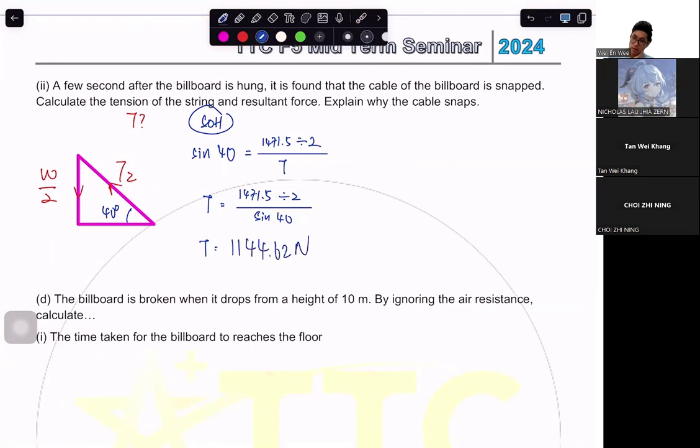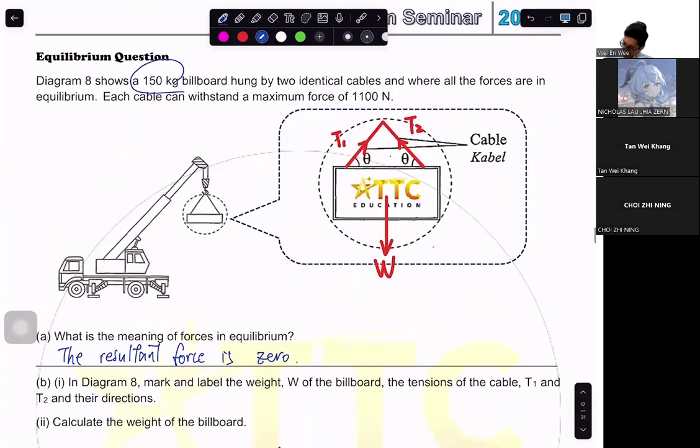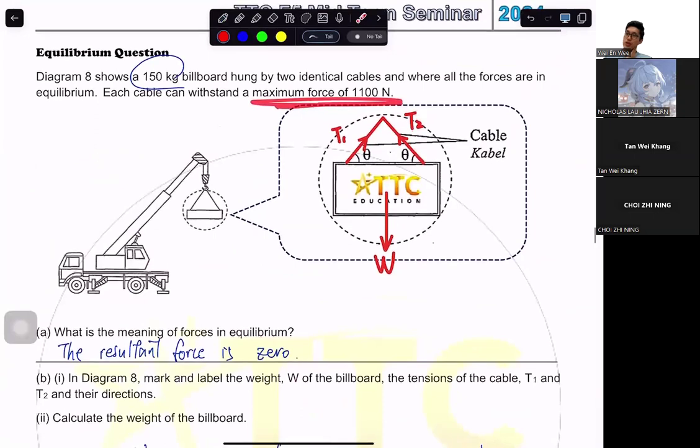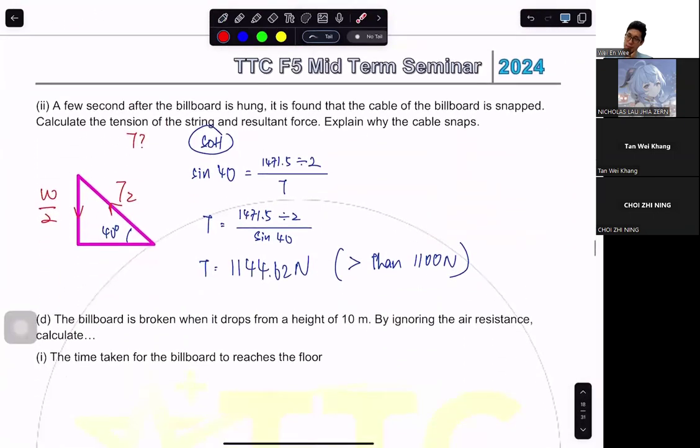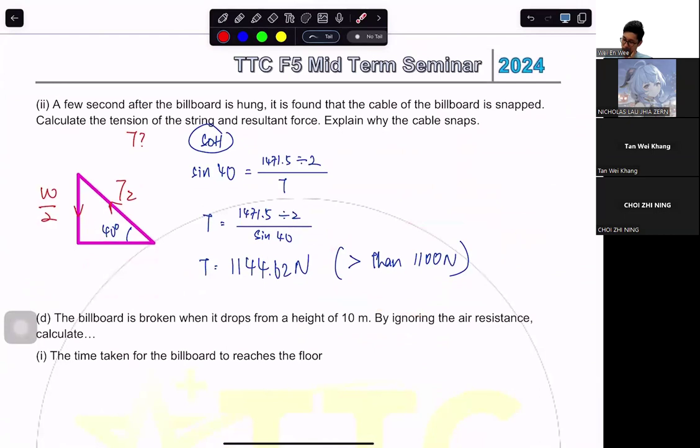1144.62 newtons. Okay. Now, this is more than 1100 newtons. Because they say that the cable can only withstand the maximum force of 1100 newtons. That's why it snapped. Okay, yeah, that's why it snapped. You just tell him, because the force is greater than the maximum force of 1100 newtons that the cable can withstand. Okay, understand?